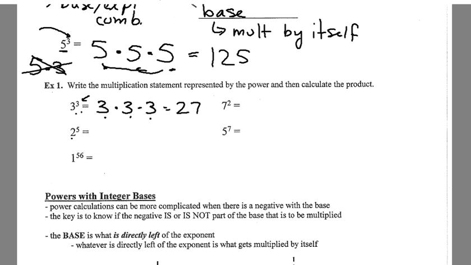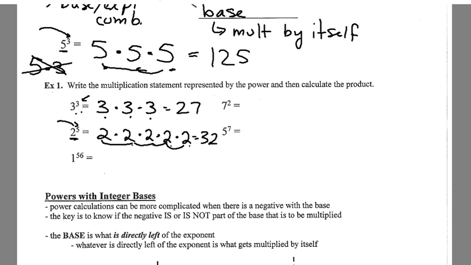2 to the 5, 2 is the base, that's what you're multiplying by itself. The 5 is how many times it's a factor. So 2 times 2 is twice, 3, 4, 5 times. The base 2 has to be a factor 5 times. 2 times 2 is 4, times 2 is 8, times 2 is 16, times 2 is 32.